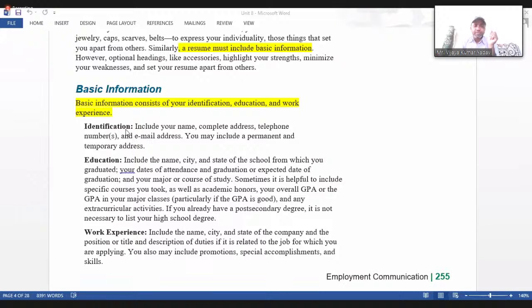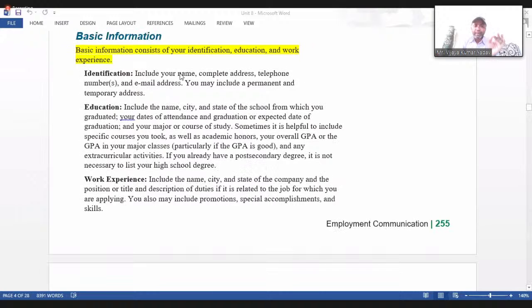So in identification, what you can do? You can include your name, your complete address, your telephone number, your email address, and for address, you can include your permanent address also, temporary address also. Both you can include. You may include a permanent and temporary address.